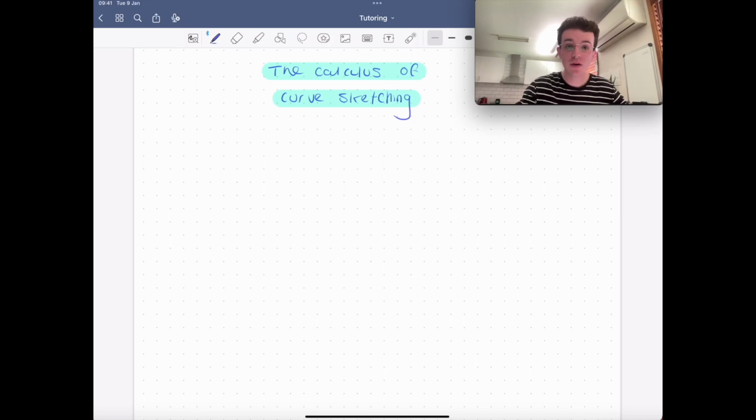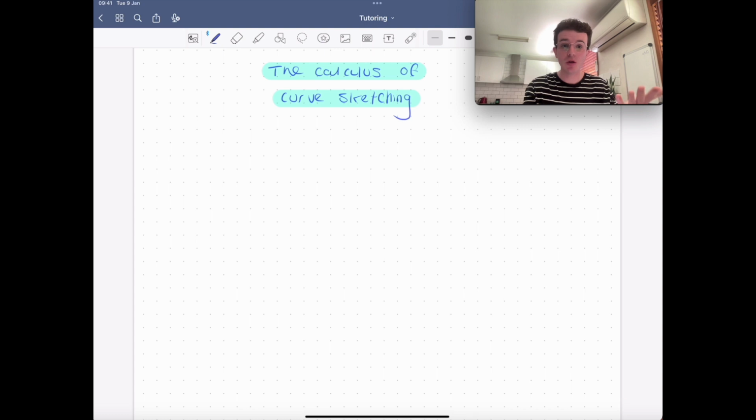Hey everyone, so today we're going to be learning the calculus of curve sketching. Now, the calculus of curve sketching is not something that you do until next year in Year 12 Advanced Maths, but it's a skill that's important to know, and it's especially going to be useful when we're considering equations and the graphs of equations of velocity, displacement, and acceleration.